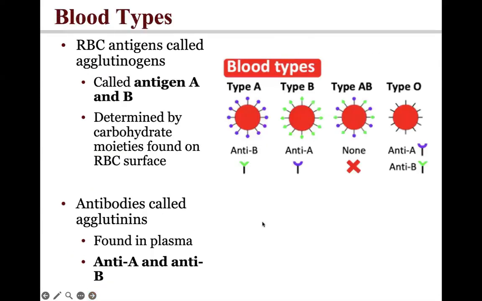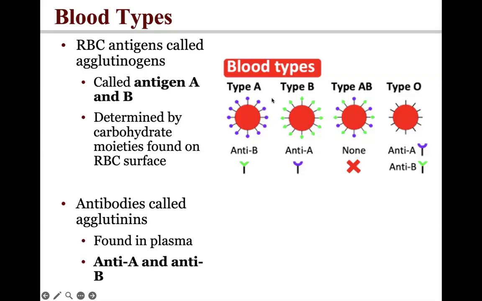If you look in here, we are talking about four different kinds of blood types: type A, type B, type AB, and type O. Type A red blood cells, shown here, have antigen A on the surface, shown in purple. Type B, shown in green, has antigen B. Type AB has both antigen A and B. And type O does not have any antigen.